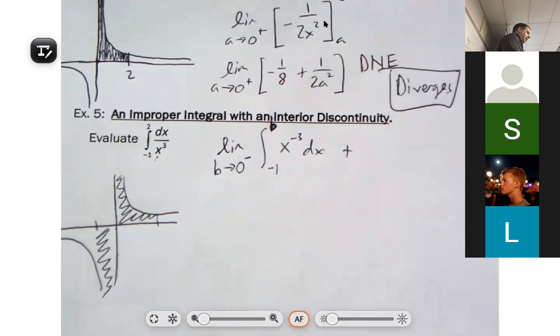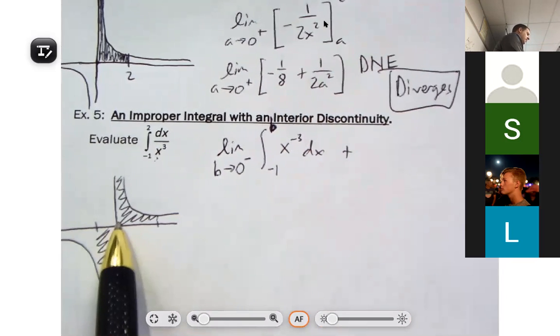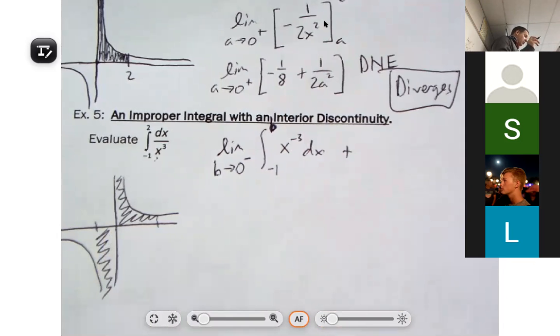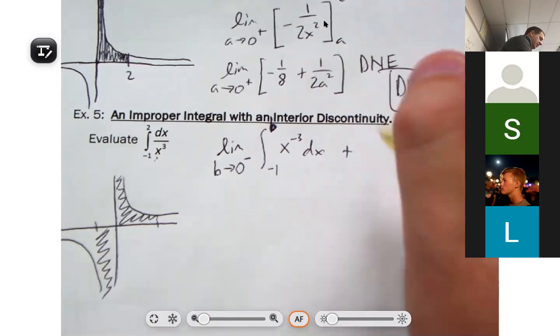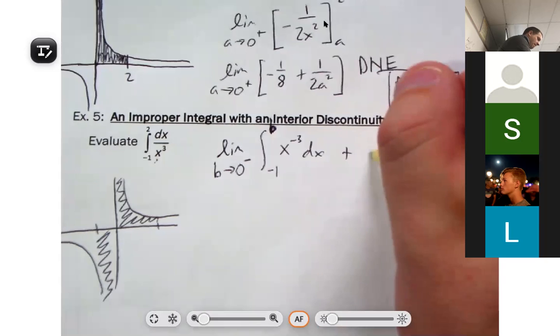Then for the second one, now I'm on the other side. So now I'm integrating from 0 to 2. Well, now I'm going to use a approaching 0 from the right.